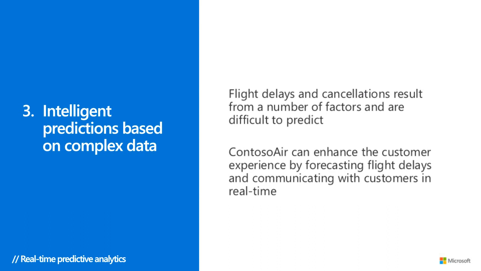Next, and this one I'll show a quick demo afterwards. This one is based off of intelligent predictions based off of complex data. Flight delays and cancellations can result from a number of different factors. It can be that the scheduling of flights is happening a certain way that your flight is delayed. It can be that there is a snowstorm, or any number of effects can actually affect whether your flight is delayed or canceled. And so Contoso Air might want to enhance the customer experience by forecasting and predicting what flight delays are happening and communicating this with their customers in real time.